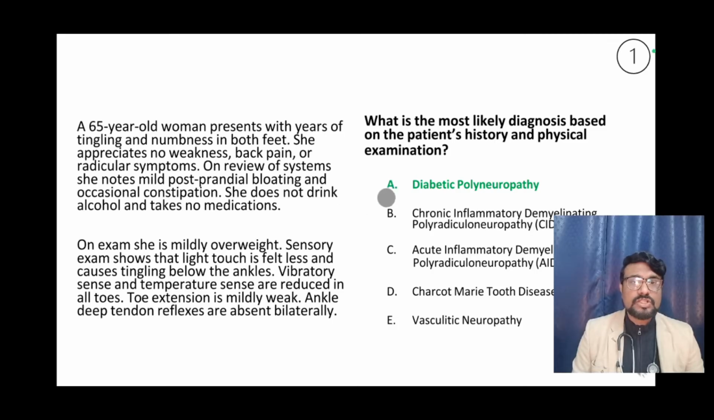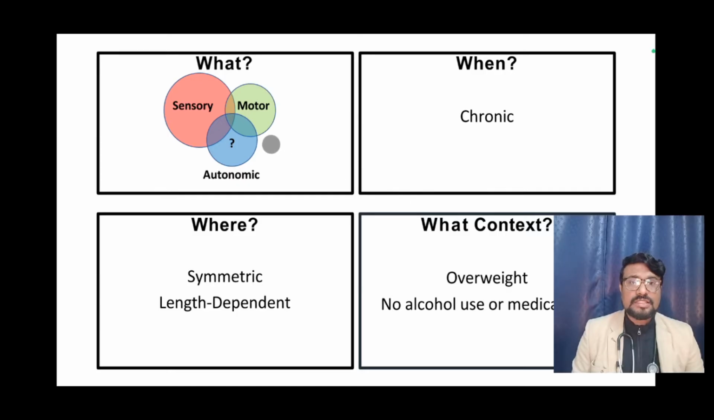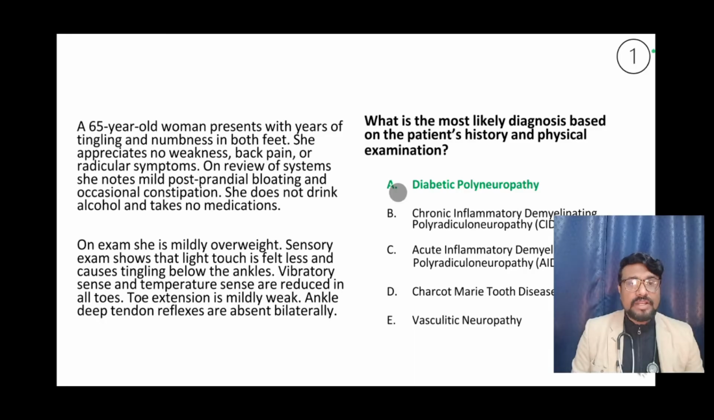So, this was a case of diabetic polyneuropathy. This patient has sensory and motor symptoms, the sensory symptoms being more prominent. The patient has a chronic presentation with symmetrical and length dependent neuropathy. Other relevant features include being overweight. Apart from that, the patient is not alcoholic, is not on other medications, and has no concurrent illness. So, this was a case of diabetic polyneuropathy.